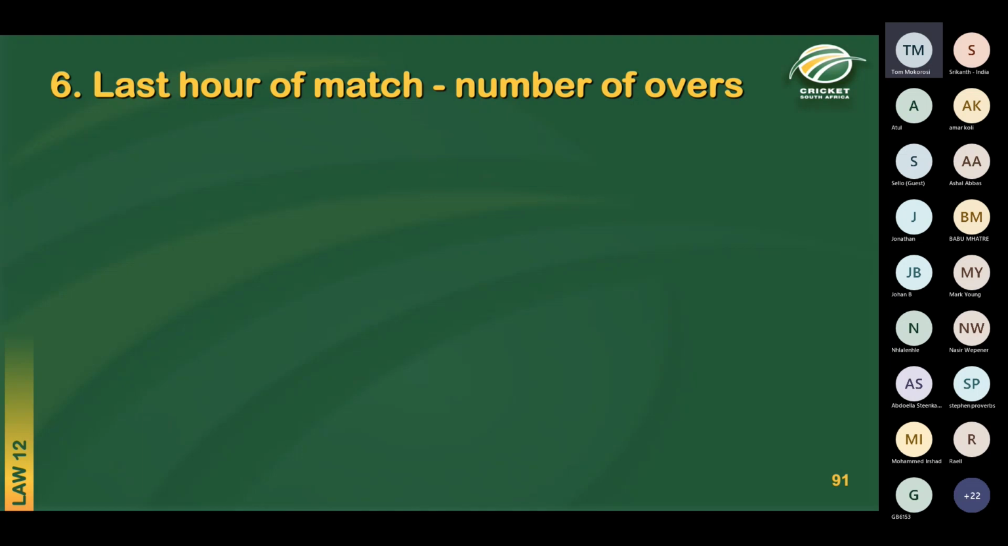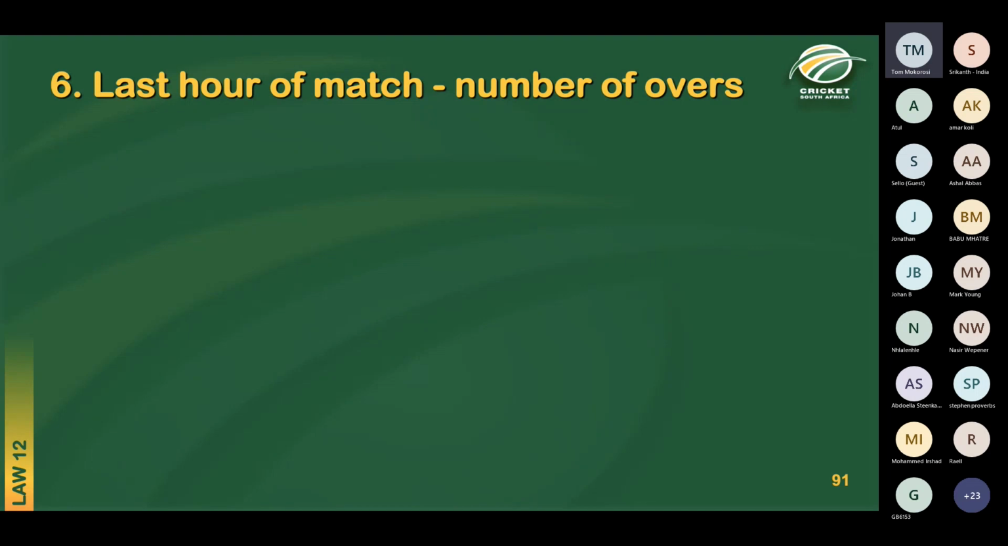The law then speaks about the last hour of a match and a required number of overs to be bowled in that last hour. Before we look into what the law dictates about this last hour, let me just talk you through the reason that this law was put into place. As you will have seen, the laws of cricket are based on multi-day cricket and unlimited overs in a match. So similar to a Test match format.